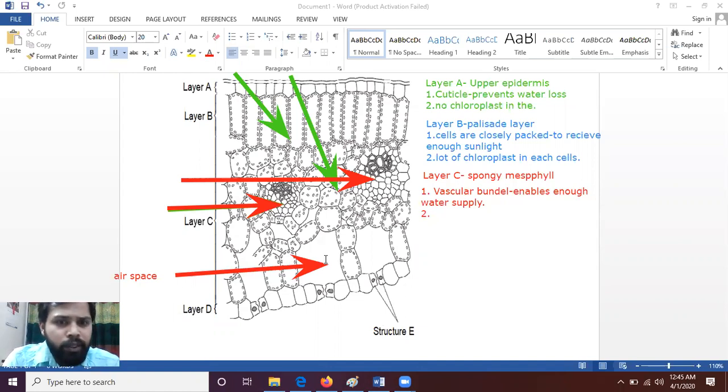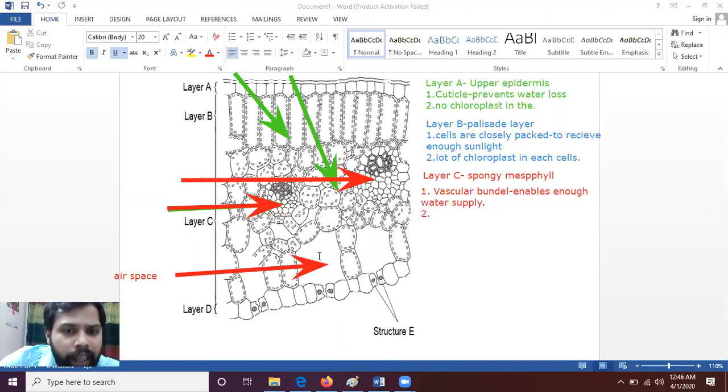The gases can diffuse through the air spaces. Now, for example, suppose these cells are photosynthesizing. Okay, they produce oxygen. So that oxygen has to come out of the leaf, you can say. So what happens is, from these cells, the oxygen diffuses from cell to cell, then comes inside this space. This is your air space. From this air space, it can come out through this structure, the structure E, whatever I'll be saying, this is your stomata basically.